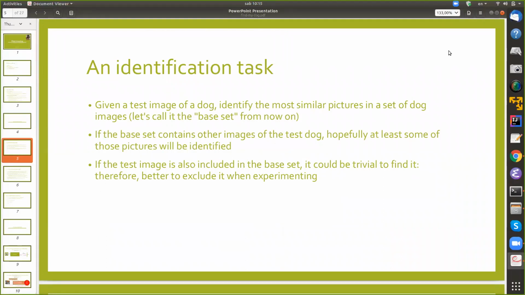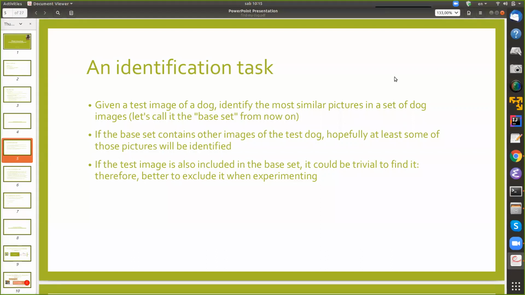This is an important aspect, because it means let's state exactly what we would like to accomplish. We imagine we have an archive of dog images, and the solution we're looking for should be able to identify in the archive the most similar images to a test image that from time to time we provide using the solution.